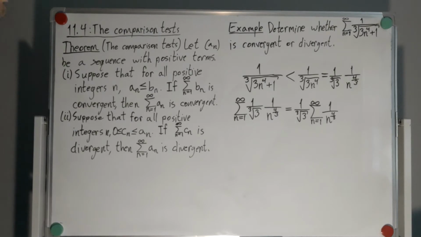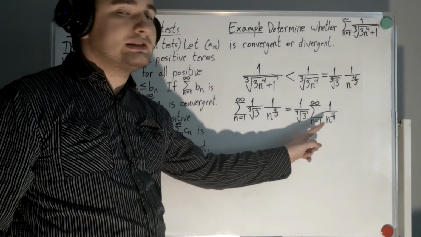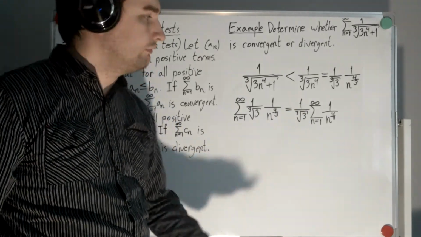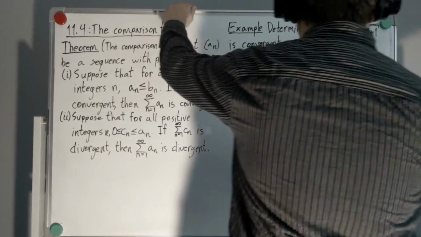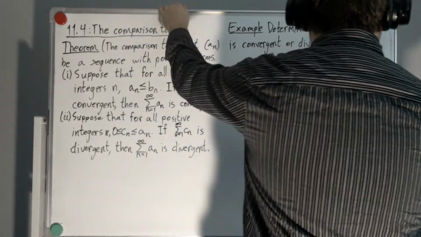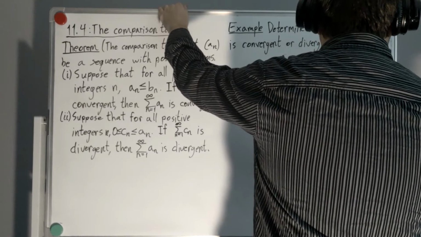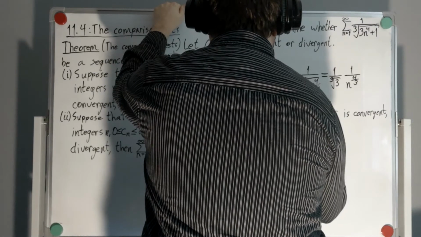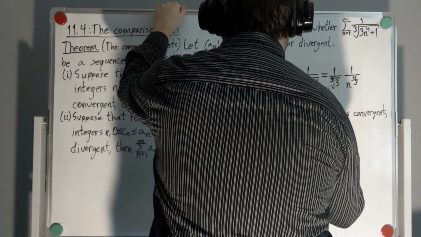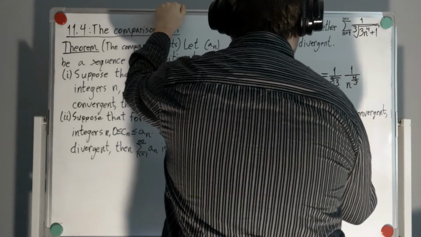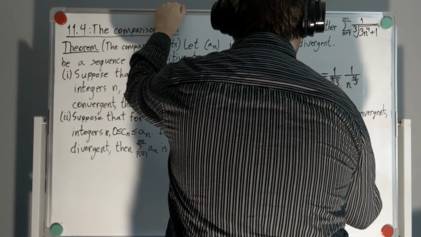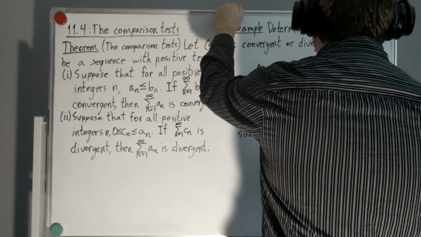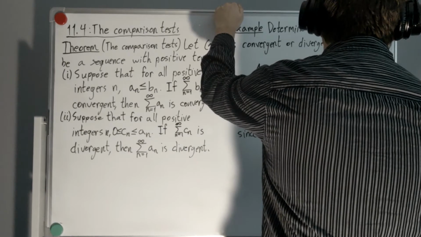So anyway, now this thing is a convergent p-series, because 4/3 is indeed greater than 1, right? So this is convergent since the sum from n equals 1 to infinity of 1 divided by n to the 4/3 power is a convergent p-series.